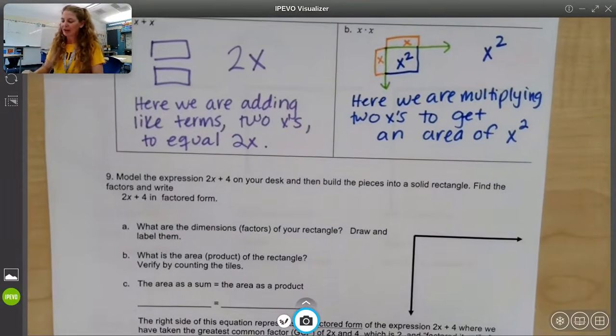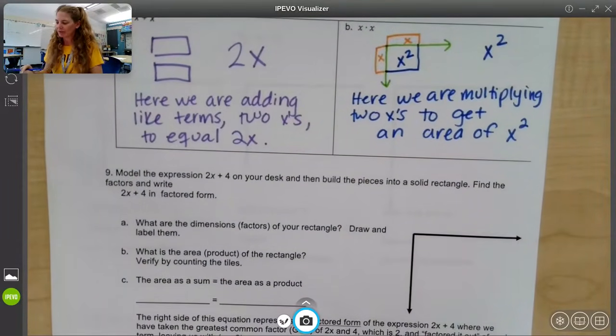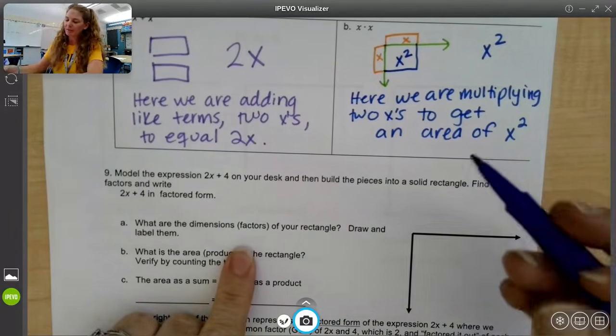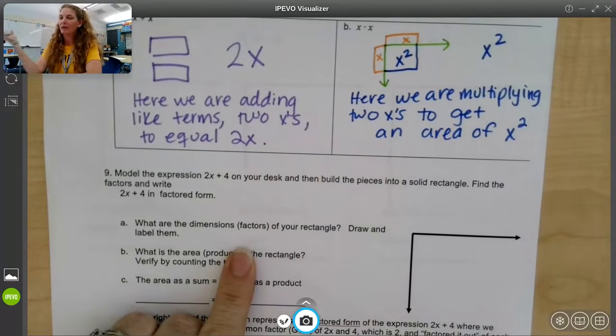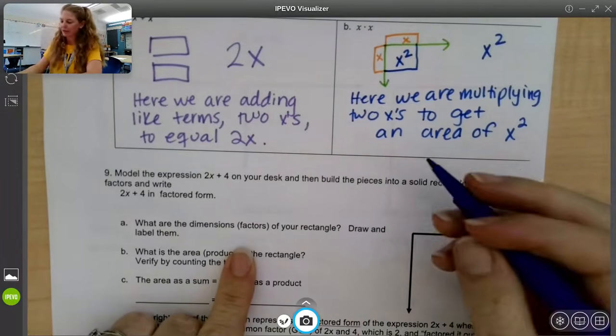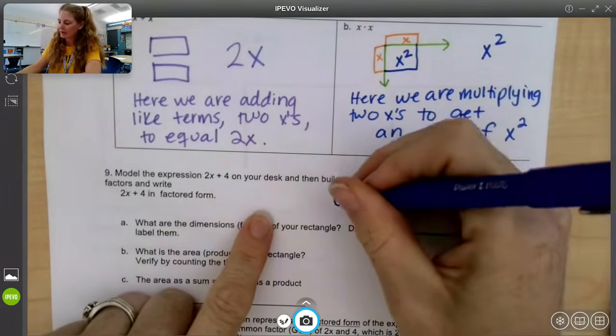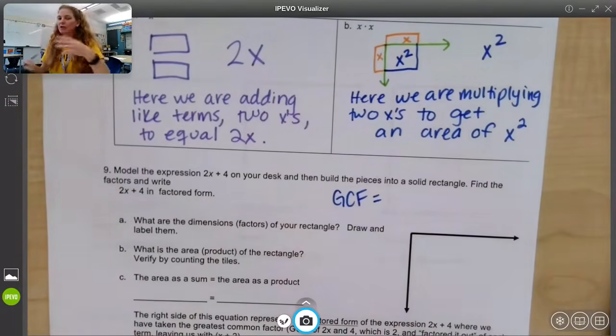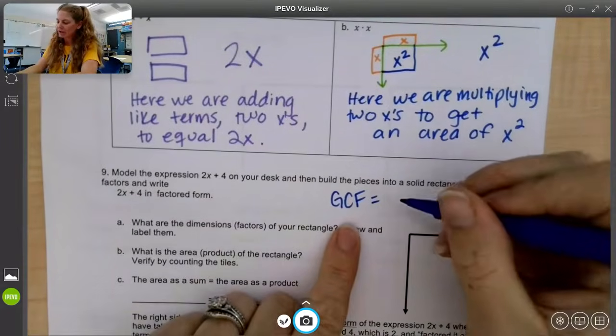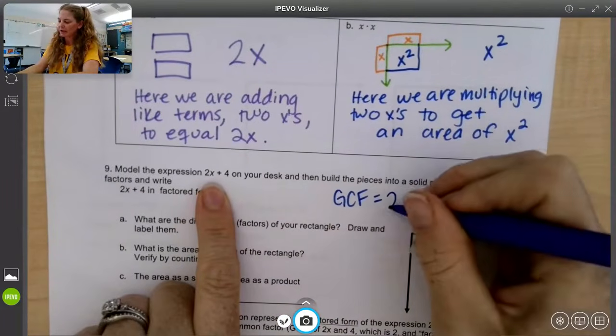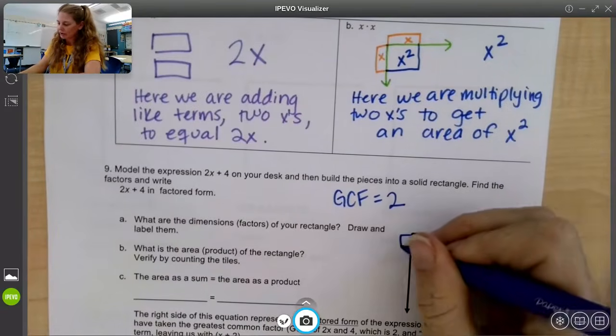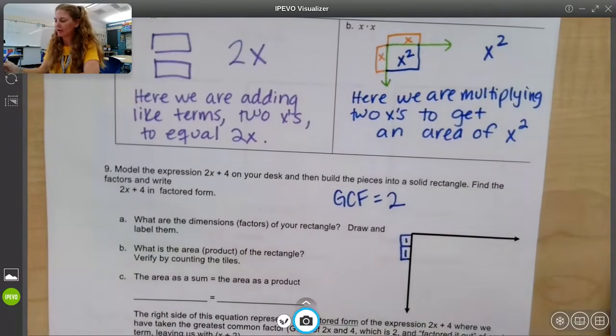So let's take a look at the next one. Number 9 is model the expression 2x plus 4 on your desk and then build the pieces into a solid rectangle. So that's what's making that area model, and then find the factors and write 2x plus 4 in factored form. So first thing we're thinking about is our dimensions. We're kind of going backwards here. If you had 2x and 4, we want to think about our GCF. So now that you're so good at multiplying two expressions together, our GCF here of 2x and 4, you guessed it, is 2. So 2 is what's going to be our number on the outside.